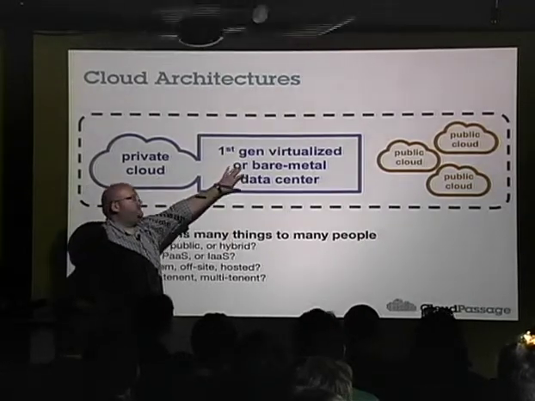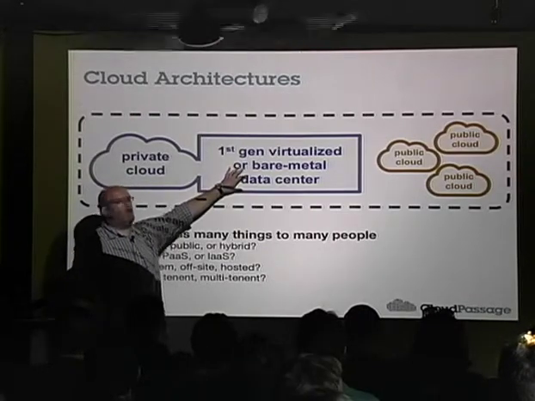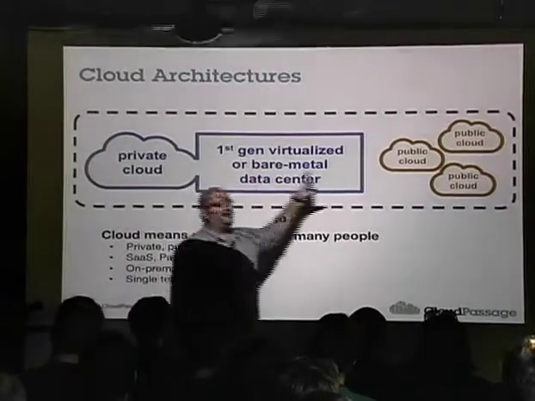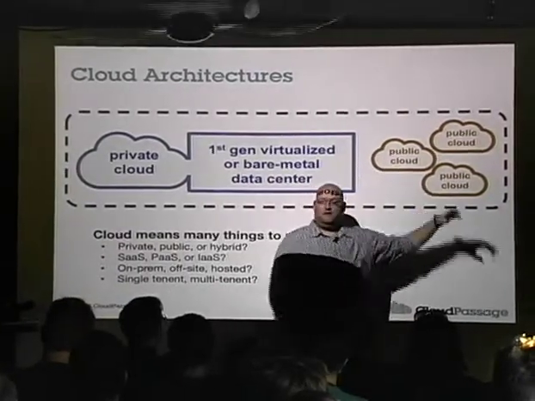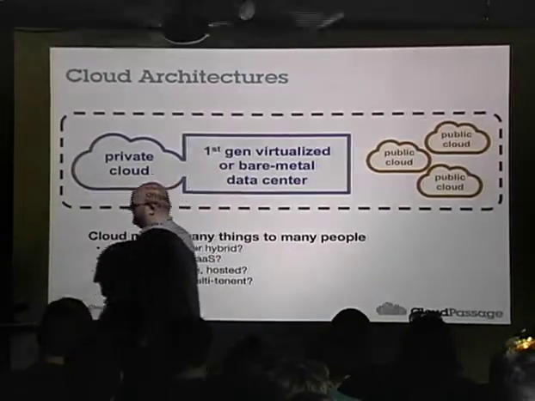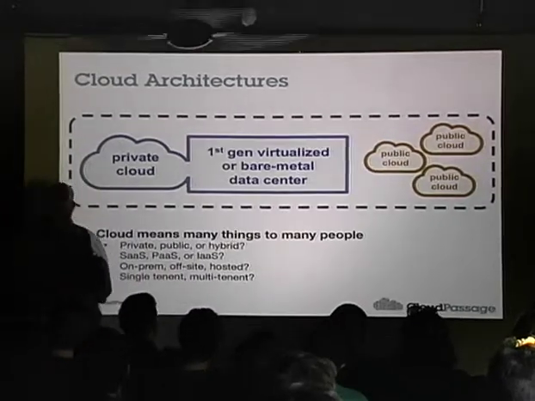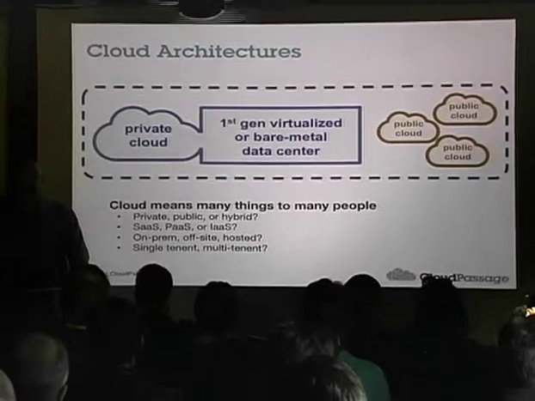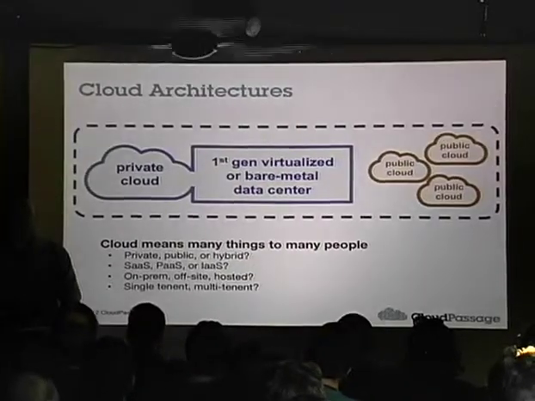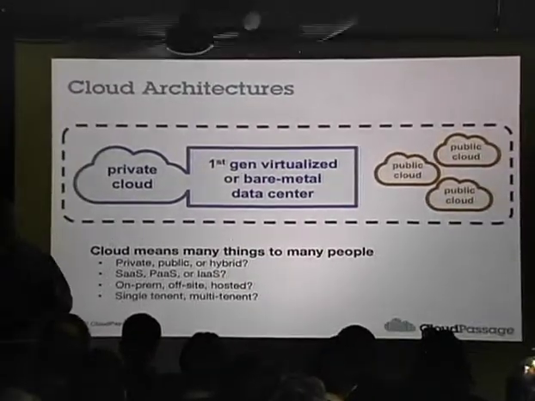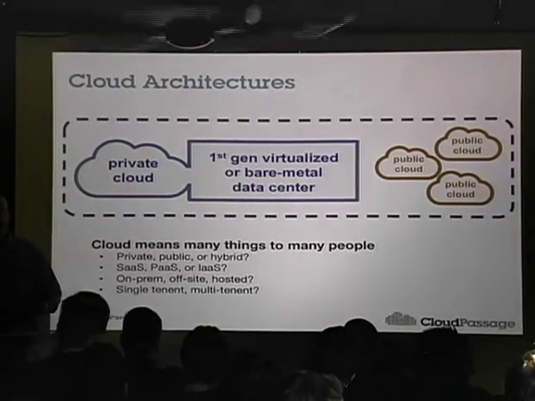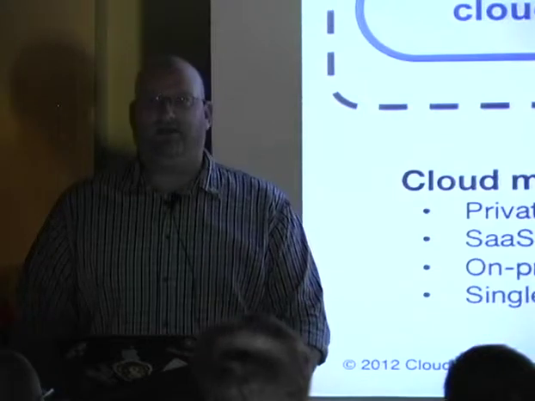So cloud architectures, we have on-prem bare metal data centers that are serving as private clouds. We have private clouds. We have hybrid clouds. We have public clouds, your Amazons and GoGrids of the world. The problem is that one thing that I hear quite a bit is, well, what do you mean by cloud? Because everyone has their own definition, or at least their own idea in their head of what cloud is to them. For a lot of people, cloud means Salesforce.com.